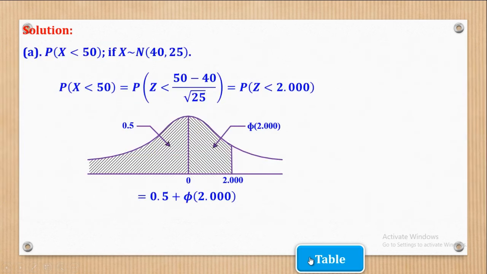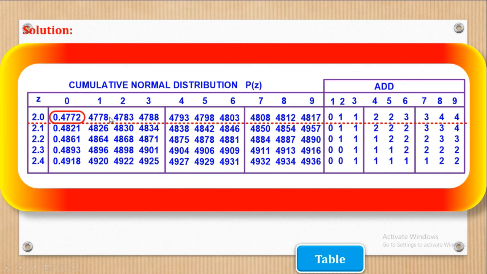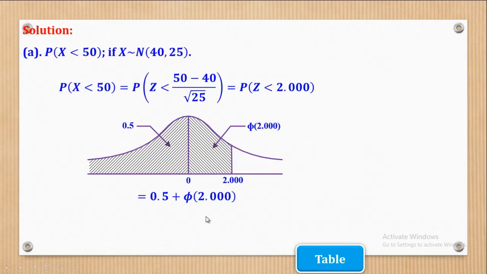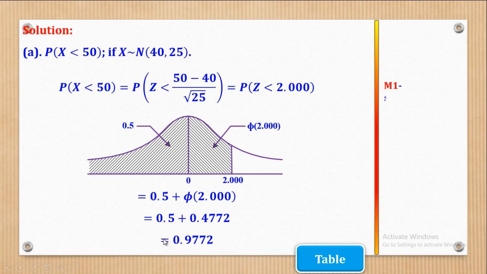Now that is the probability of interest, and that is what we are going to put under phi. What I didn't tell you is that this table shows probabilities with phi. So this phi of 2.000 will be 0.4772. But remember, there was also this 0.5, so when I add the two, I'll come up with 0.9772. So basically that's what they wanted.